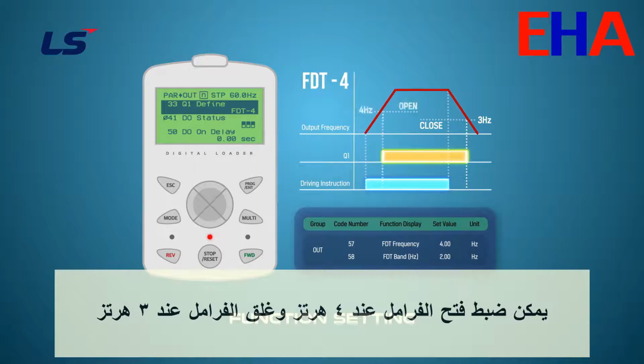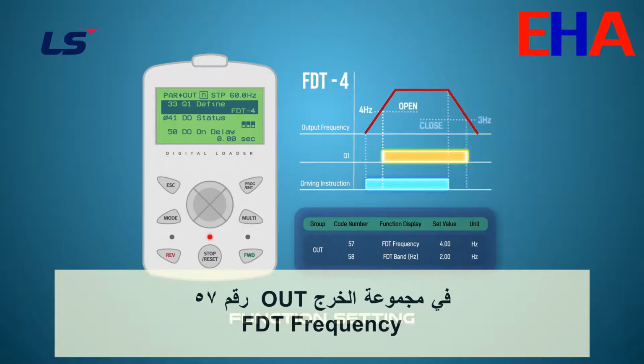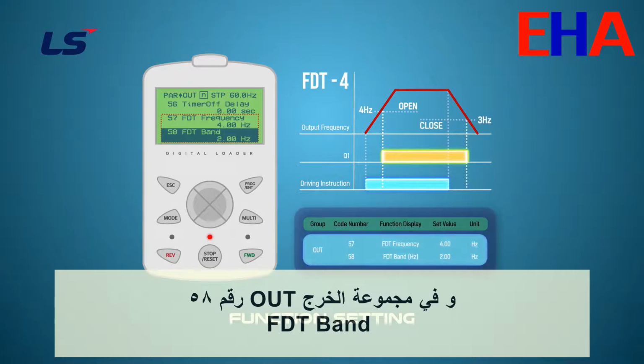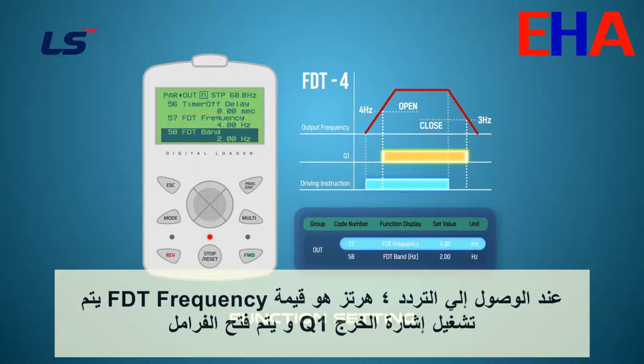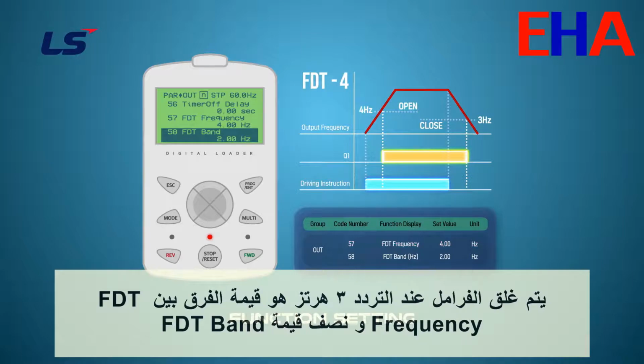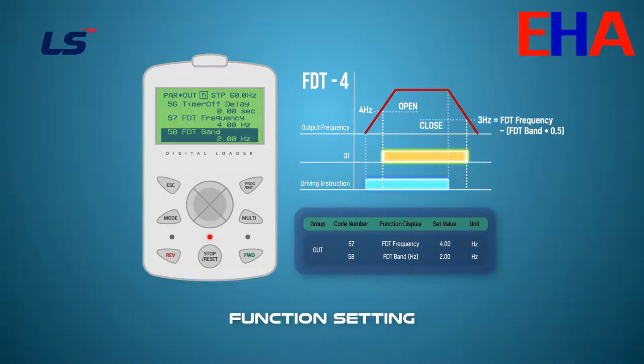Here, you can set the opening at 4 Hz and closing at 3 Hz at outgroup 57 FDT frequency and outgroup 58 FDT band. When the frequency 4 Hz set by the FDT frequency is reached, the Q1 signal is output and the brake opens. The brake is closed at 3 Hz by the formula FDT frequency minus FDT band multiplied by 0.5.